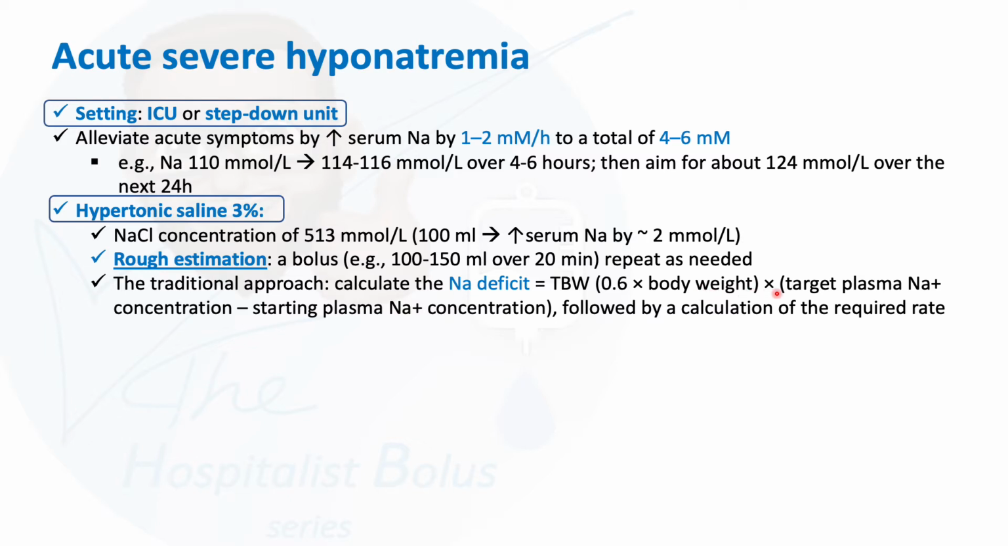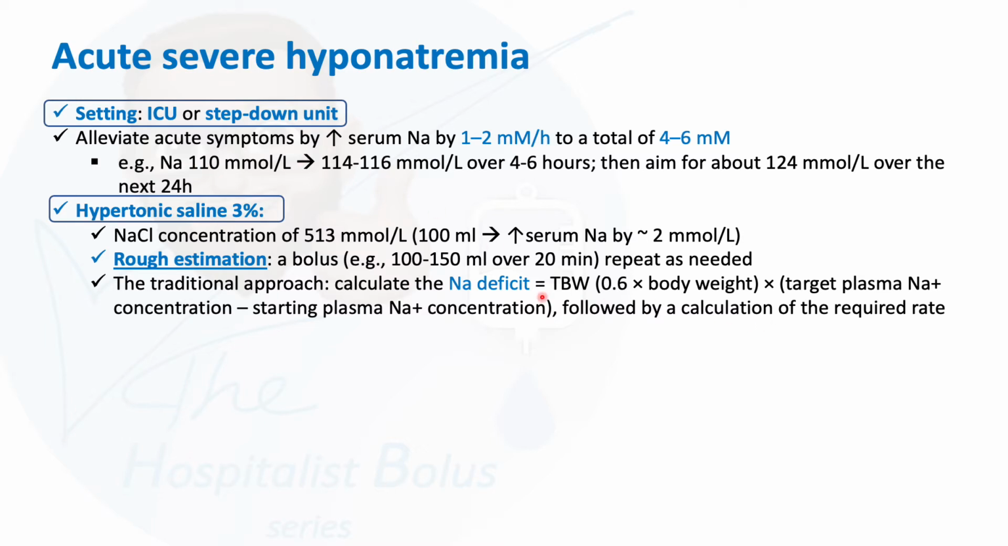And then you multiply that by the difference between the target sodium and the sodium that you have. So if the patient has a sodium of 110 and your target is 116, that's 116 minus 110. So you multiply that by the body weight. If the patient weighs, let's say, 100 kilograms, 100 times 0.6 is 60. And then 60 times 6 is 360. So 360 millimole of sodium is the total amount that's needed to raise the sodium from 110 to 116.